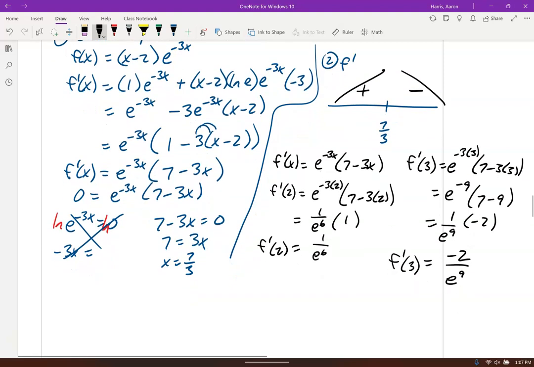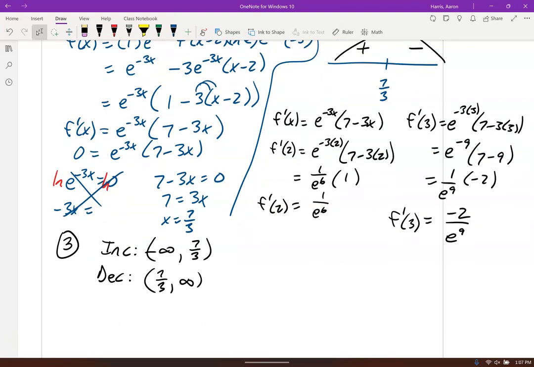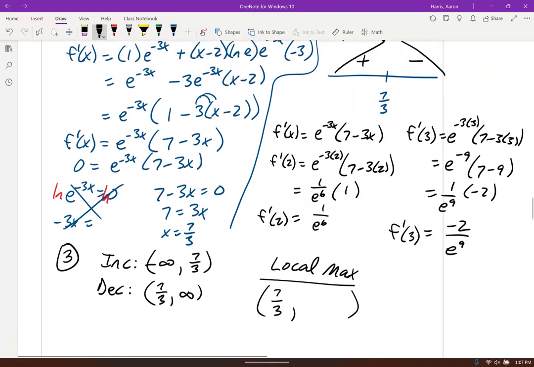So let's go ahead and summarize this. The function increases from negative infinity up to that 7/3, and then the function is decreasing. The original function decreases after 7/3. Okay, so we'll have a local max, because it increases then it decreases, at that 7/3 point. At 7/3 comma whatever, right? So I'd have to plug that in.